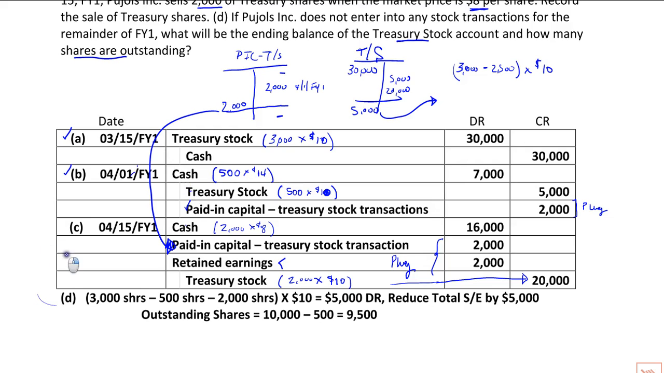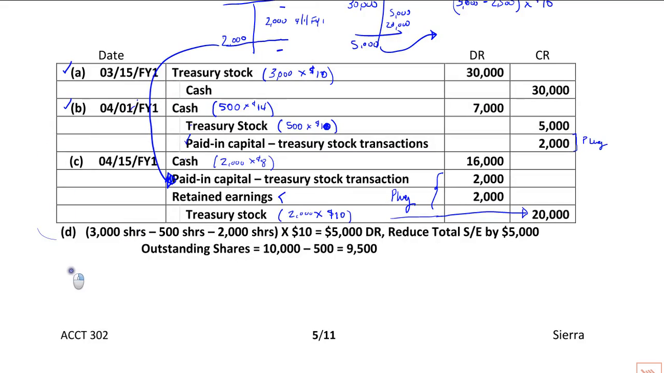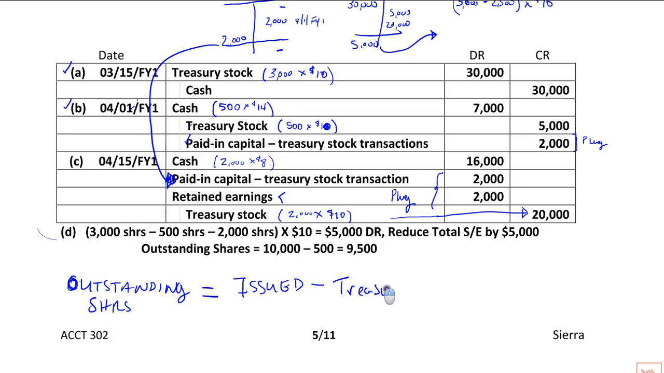Okay, and then what's the number of outstanding shares? We write the definition: outstanding shares equals issued minus treasury. So we've issued 10,000 and I just told you there's 500 left. So that's 9,500 outstanding.